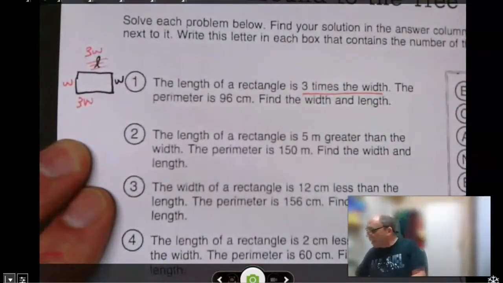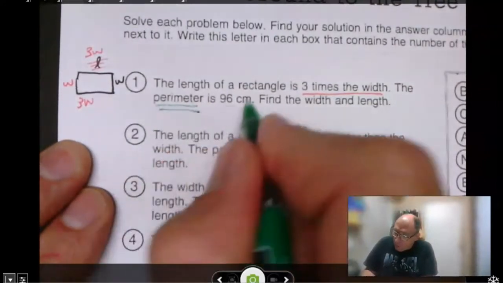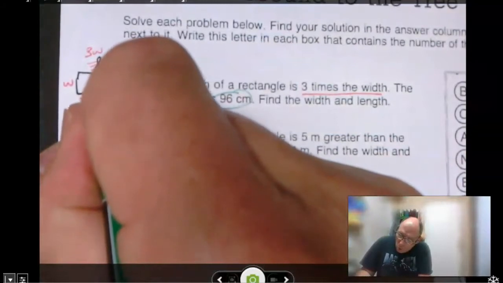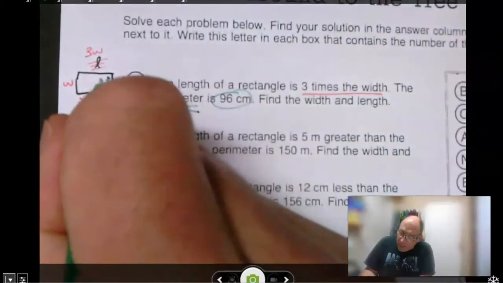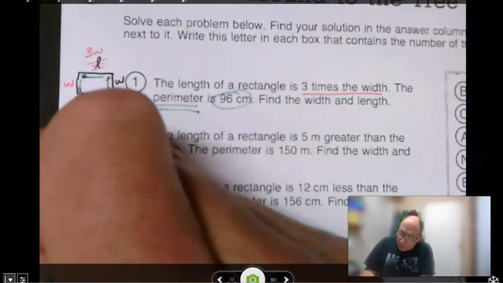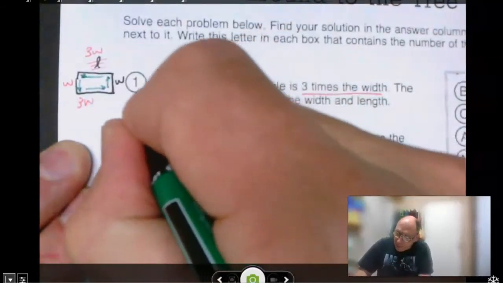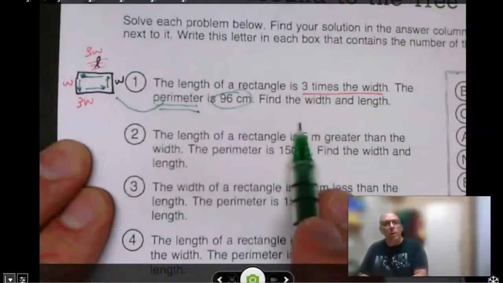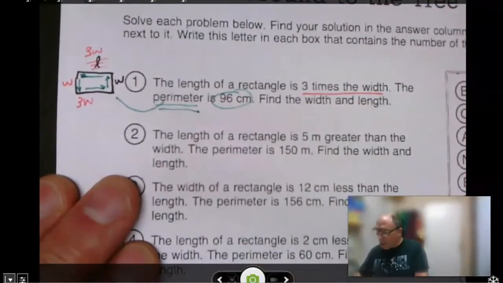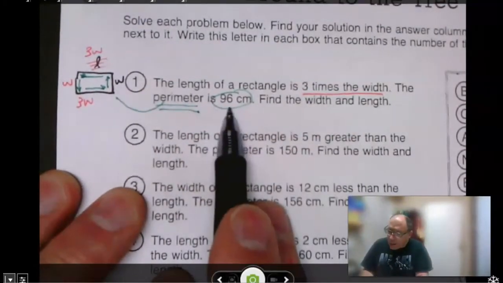And so when it comes down and it's asking us about the perimeter is 96 centimeters, notice that the perimeter is just walking around. It's the length of that side plus the length of this side plus the length of this side plus the length of this side. And that's our perimeter. And I'd like you to take all these notes so you have something to reference, to remind you, okay?